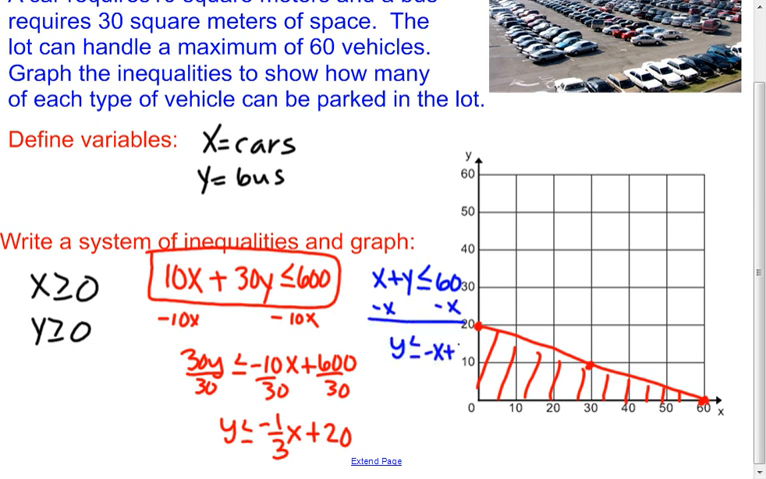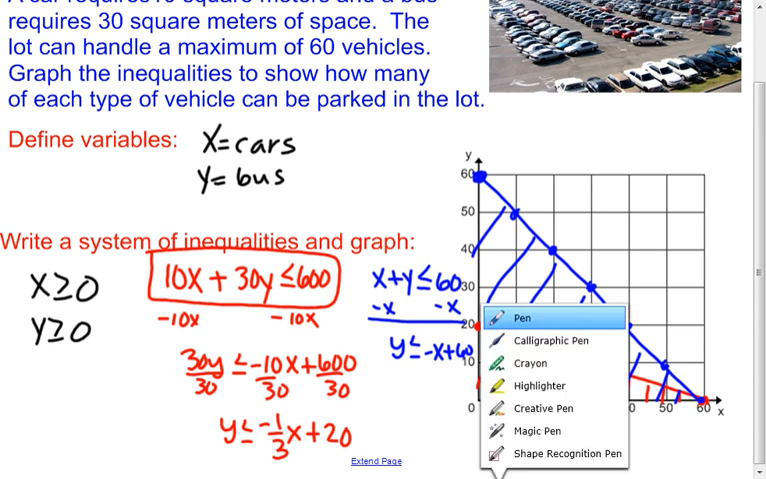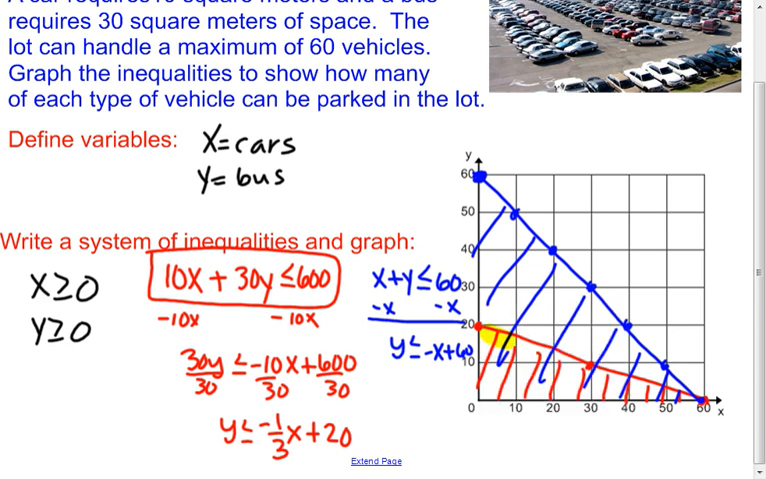Okay, and then my other equation, if I subtract x, I'll have y is less than or equal to negative x plus 60. So that one crosses the y-axis at 60, and has a slope of negative 1. So down 1, right 1. I would also connect that with a solid line, and I would shade underneath it. And again, your solution set is really and truly only the places where you see both colors. And really, I didn't even need that blue equation because the red equation took care of it here. So that's all I need to worry about in this particular problem.